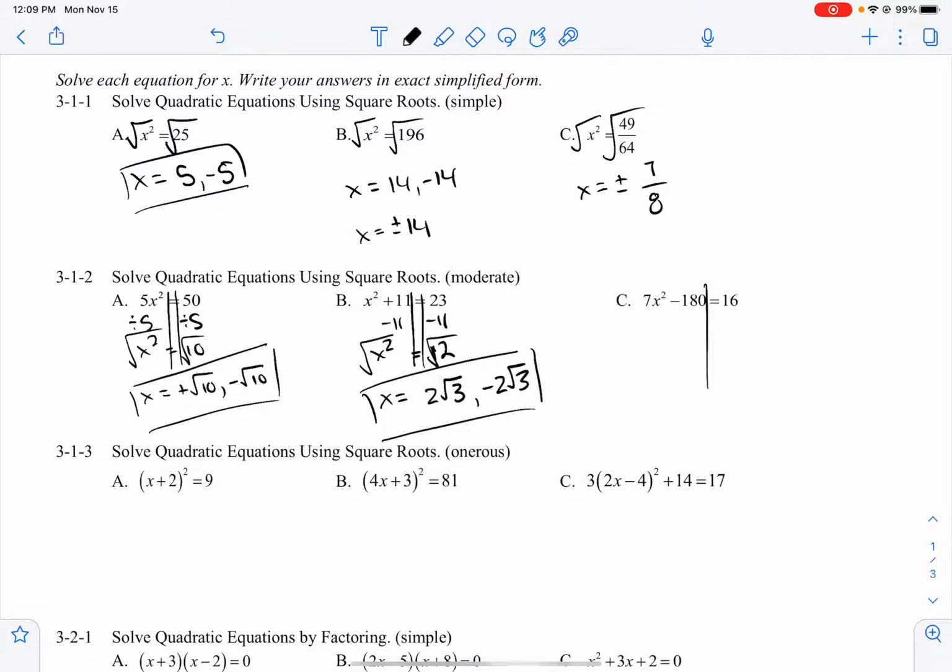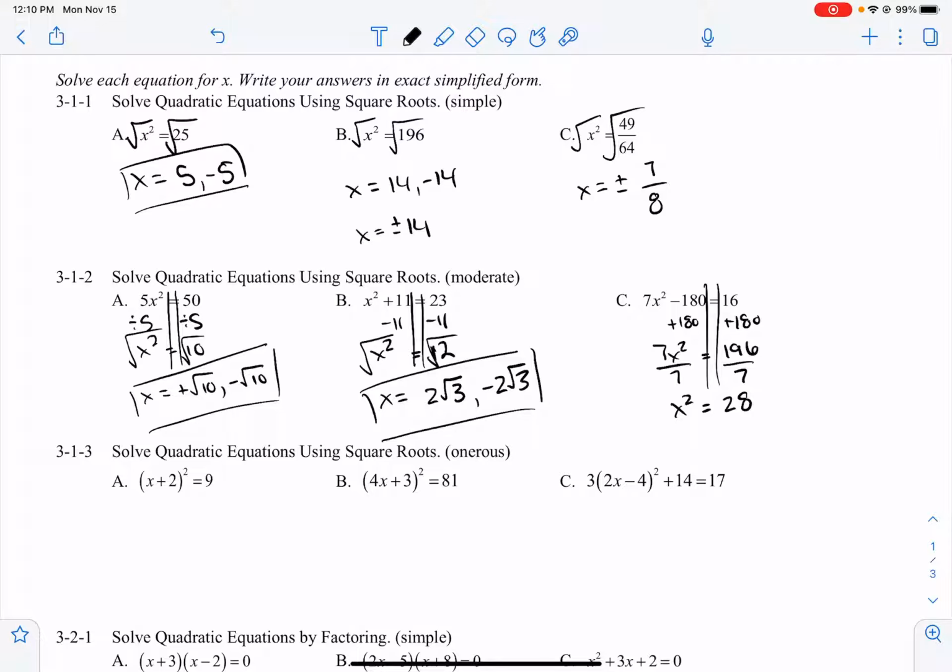Part C, a little bit more going on, but I still only have one x, just x squared. So I'm going to go ahead and add 180 to both sides. I'm trying to get the x by itself, so 7x squared equals 196. And then I'm going to divide by 7 on both sides. So x squared equals, let's see, 196 divided by 7 is going to be 28, I think. Yeah, that looks right.